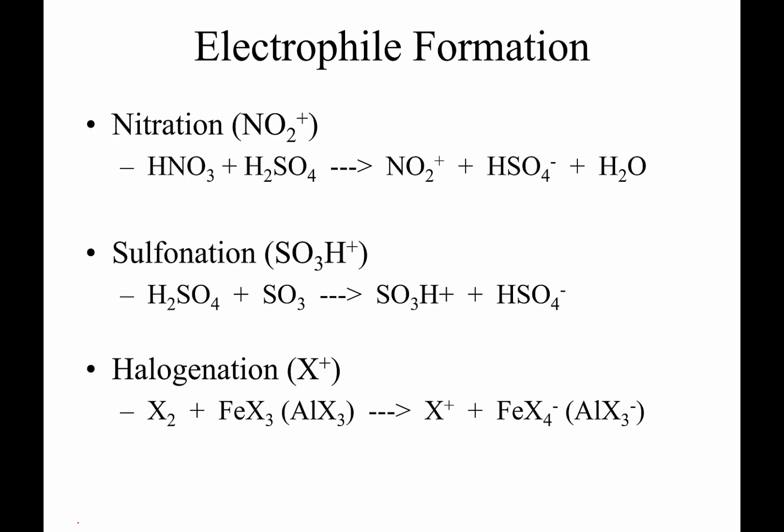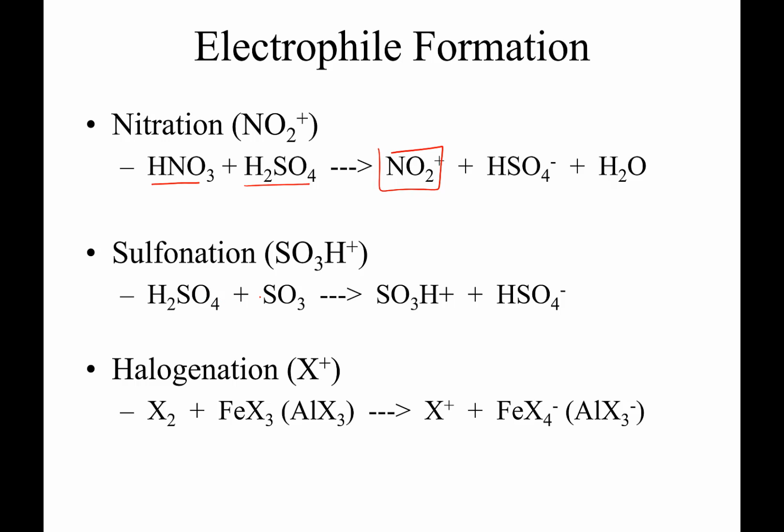So here were some of the reactions we started with. So I need to form an E+. So what can I add to the ring? Well, if I take nitric acid and protonate it with sulfuric acid, and then that nitric acid protonates, loses water, we end up with NO2+. So I can make nitrobenzene.